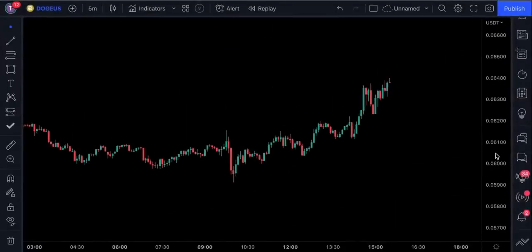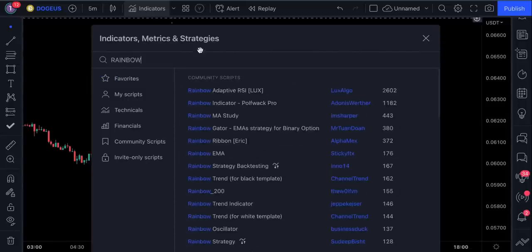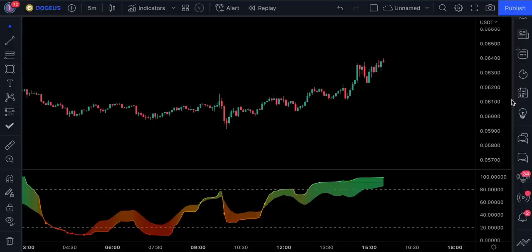Alright, so we're currently looking at the price of Dogecoin USD on a 5-minute time frame, and now let's go ahead and add a magic indicator to the chart. So Rainbow Adaptive RSI by Algo, make sure you save it to your collection. Right away we can see that this is a really cool looking indicator and is quite different from the regular RSI.